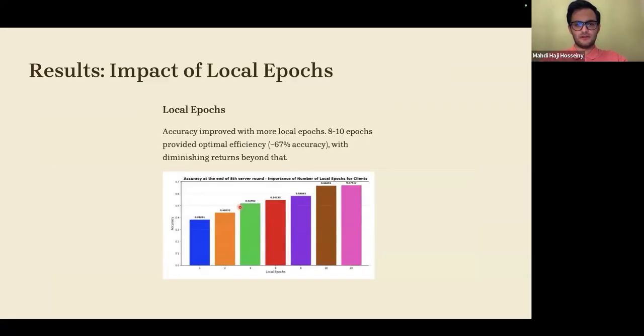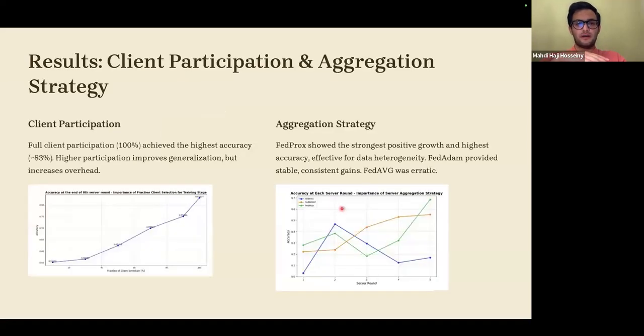Another result from our experiment was that we examined local epochs. For example, 8 or 10 epochs provide optimal efficiency, with diminishing returns beyond that. And also another finding that we had was client participation and server aggregation strategy.